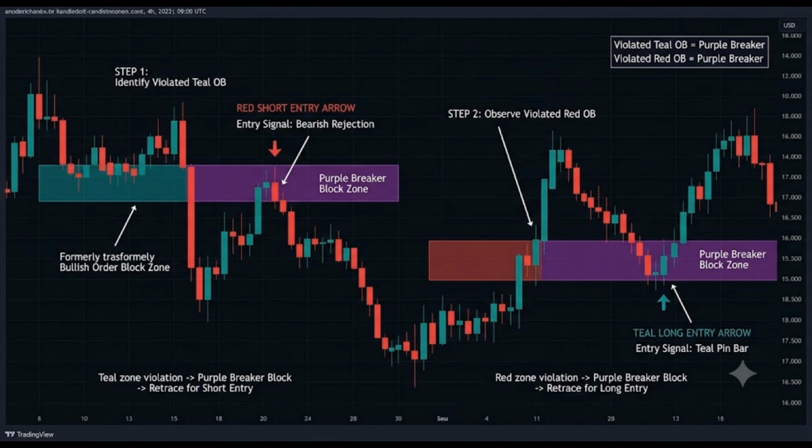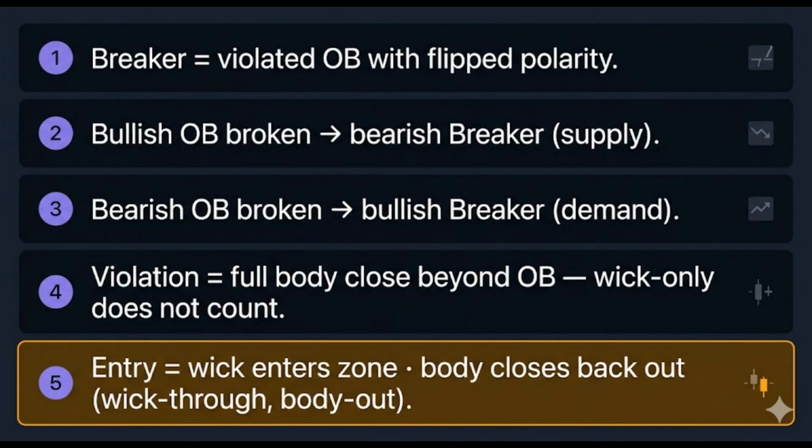And here it is. Wick enters the zone, candle closes below the lower boundary. That is my entry signal. Short entry, stop above the breaker upper boundary, target at the next SSL level below. Same process for this bearish OB further along the chart. Violation, reclassification, retrace, confirmation. Here is everything from video 8 in one place.